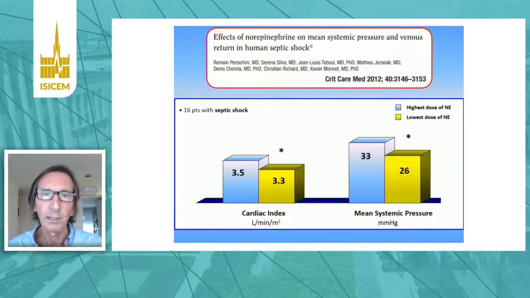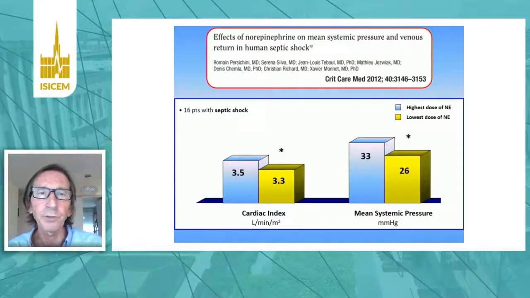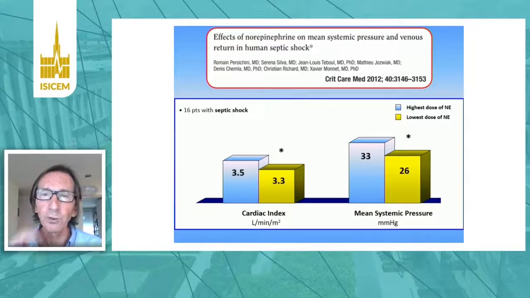And this is what we observed in this study with Romain Persichini, Xavier Monet, and others. We tried to estimate the mean systemic pressure in patients who receive mechanical ventilation, and we used the occlusion maneuvers to estimate the mean systemic pressure. And we observed that in septic shock patients, the highest dose of norepinephrine was associated with the highest mean systemic pressure compared to the lowest dose of norepinephrine. And also cardiac index increased with the highest dose of norepinephrine.